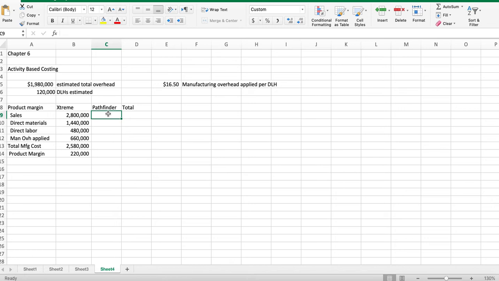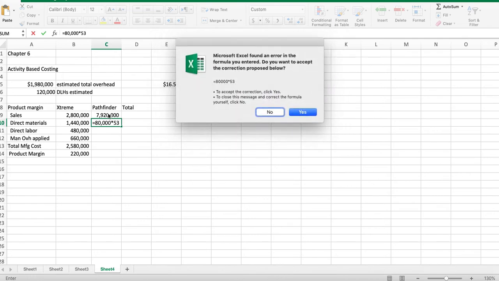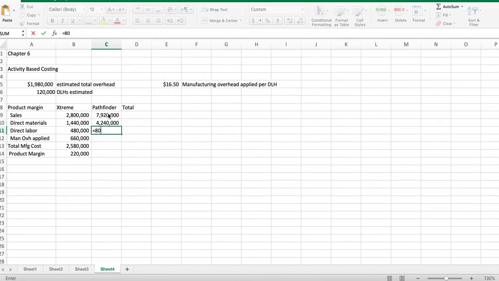Okay, Pathfinder, it's the same idea. We are producing and selling 80,000 units. The sales price per unit is $99. The direct material cost per unit is $53. The direct labor cost per unit, again it's per unit, is $12.